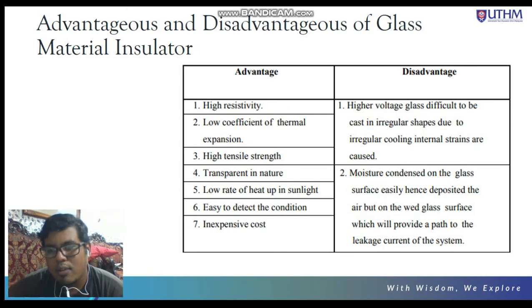And the disadvantage is high voltage. The glass is difficult to cast in irregular shapes, due to irregular cooling, and internal strain is the cause. And the last disadvantage, moisture condensates on the glass surface easily, and deposits from the air build up on the wet glass surface, which provides a path for leakage current of the system.